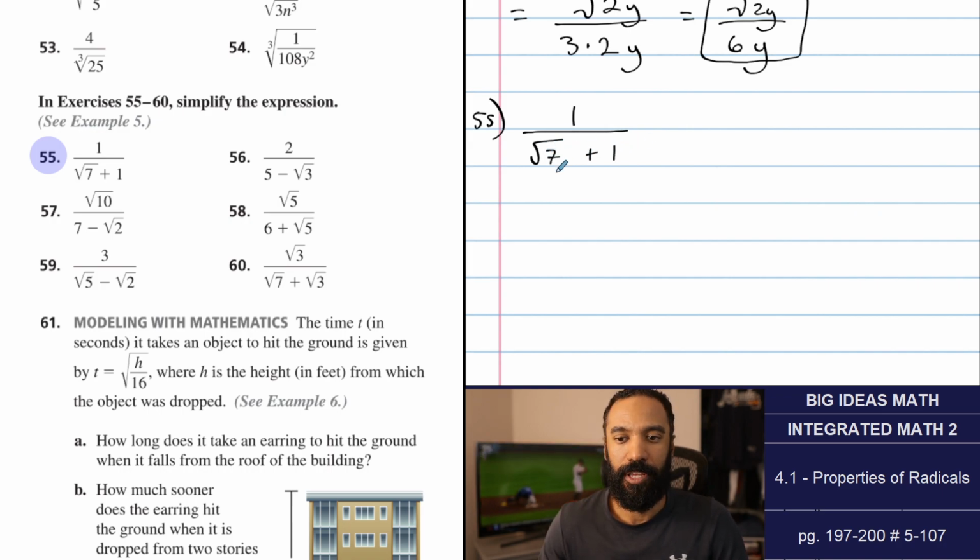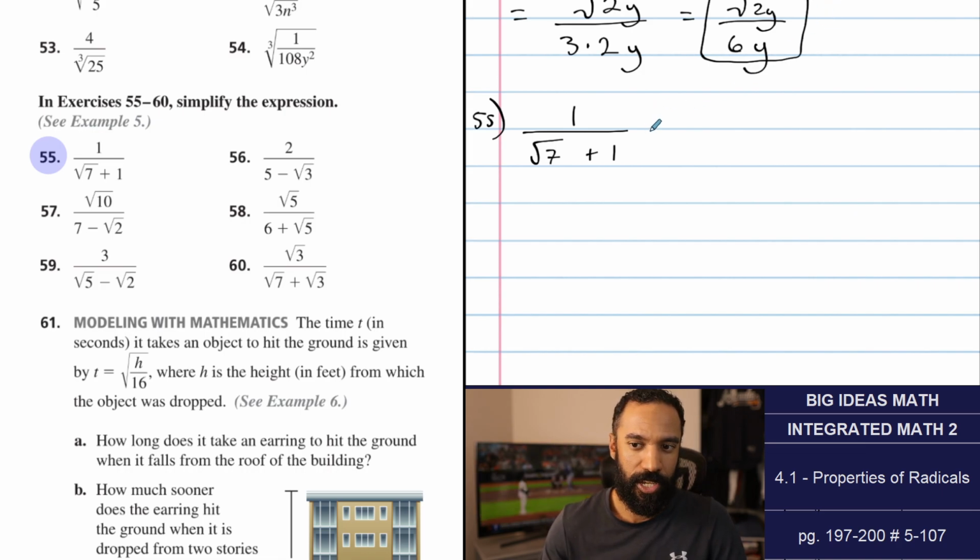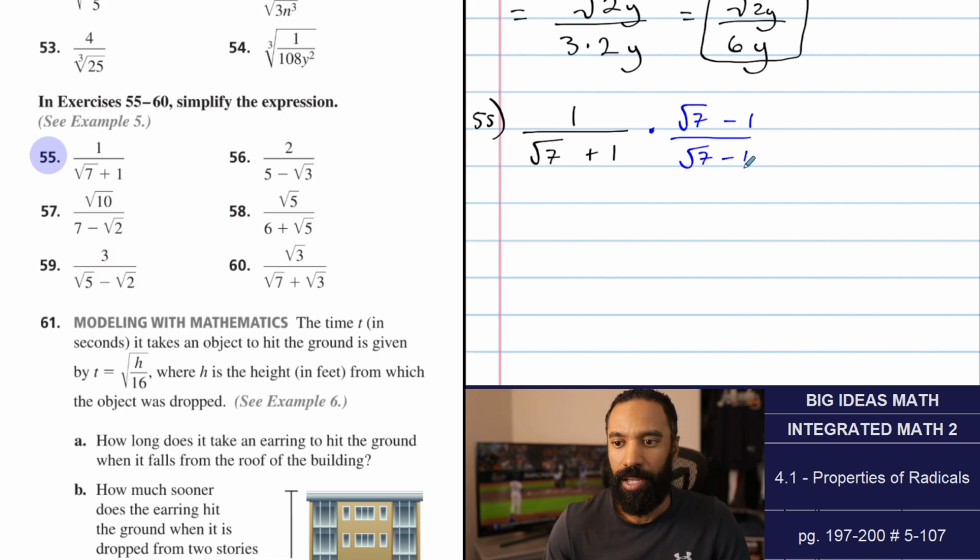1 over root 7 plus 1, we've got to take care of this. The only way, guys, is multiplying by this guy's conjugate. The conjugate is keeping the sign of this guy and changing the sign of this guy. Root 7 minus 1 over root 7 minus 1. A plus B's conjugate is A minus B. Now, why do we do this and what do we do with this?